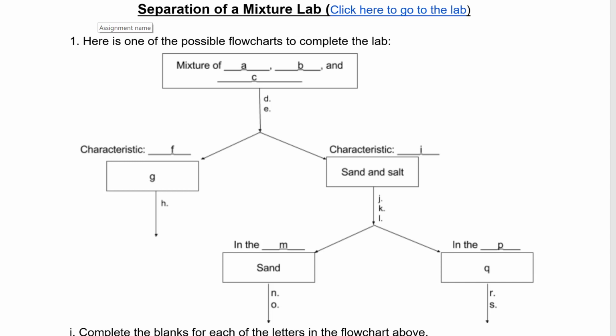Hey everybody. So in this video I'm going to go over the separation of a mixture lab. You should write all the answers down because you're going to be turning this in on the day of the exam.